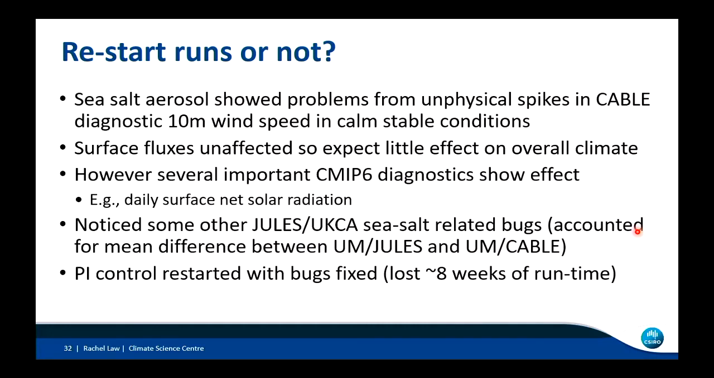But several of the important CMIP6 diagnostics did show the effect. They were fields that we would be expected to submit to CMIP6, and ones that we wouldn't want to submit with this problem. So we did decide to stop the runs and restart them. In the process of doing this, we did notice some other bugs related to the UKCA interaction with JULES and CABLE, the land surface scheme. So we got three bugs for the price of one and restarted the model, but we did lose about 8 weeks of runtime.